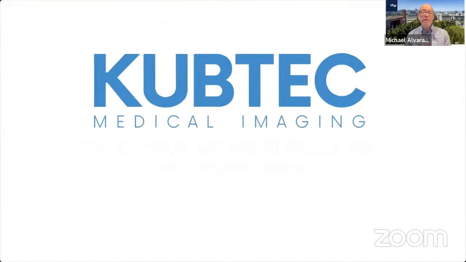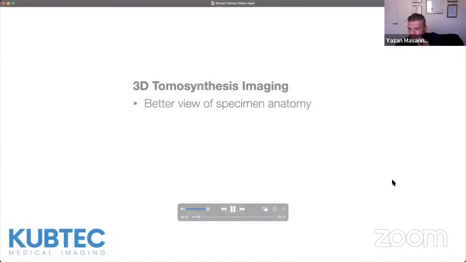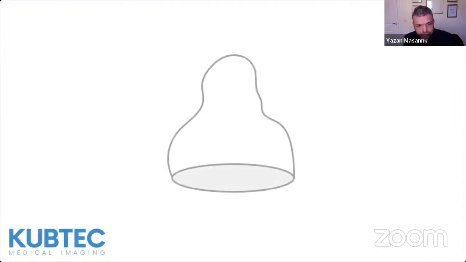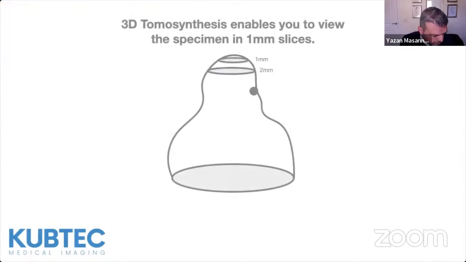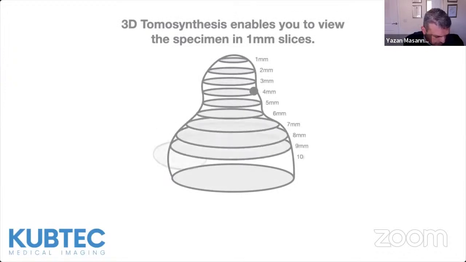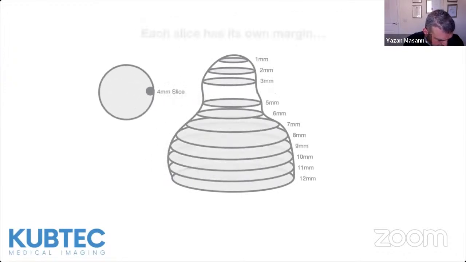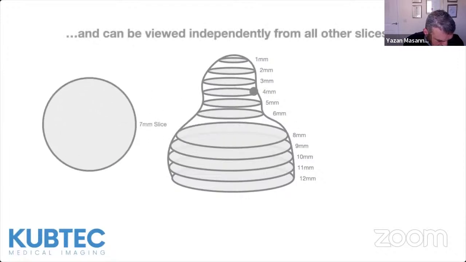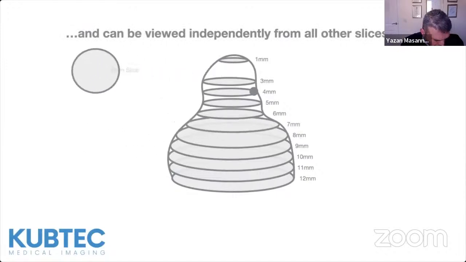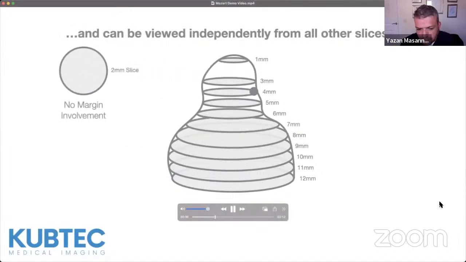I think here we're going to see a video of how this works. This gives surgeons and radiologists a better view of the specimen anatomy and enables a reduction in positive margin rates. Three-dimensional tomosynthesis enables you to view the specimen in 1 millimeter digital slices. Each slice has its own margin. In this case, we can see a positive peripheral margin on slice 4. Each slice is created and can be viewed independently of the others. In this case, the slices above and below slice 4 have no margin involvement.